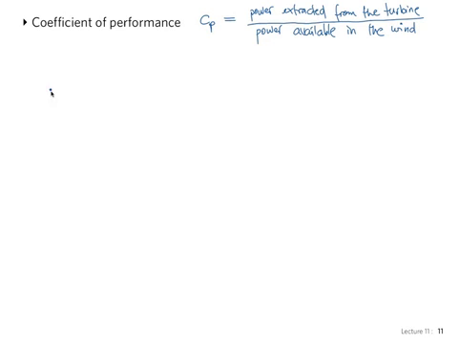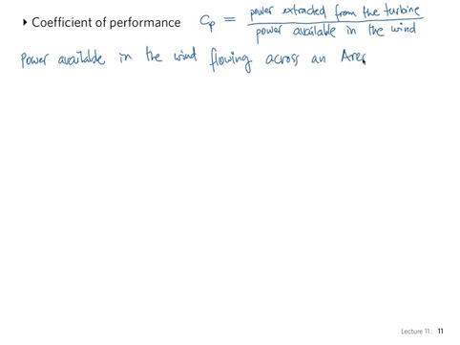So the available power, and this I'm also going to give to you without proof, just in the interest of time, the power available in the wind flowing across an area A at velocity v is equal to 1/2 rho V cubed times A.